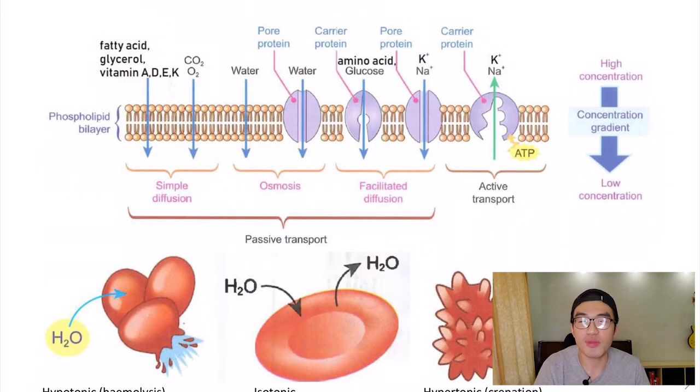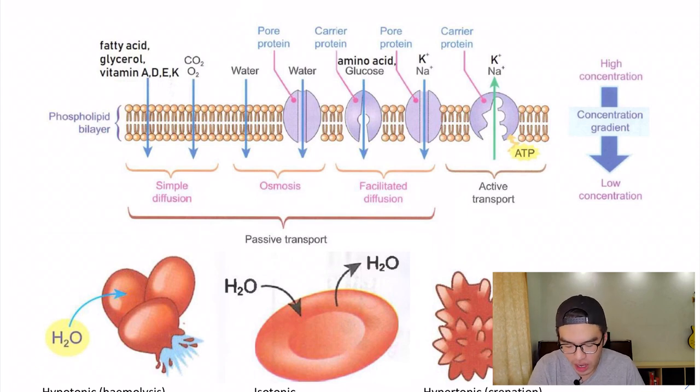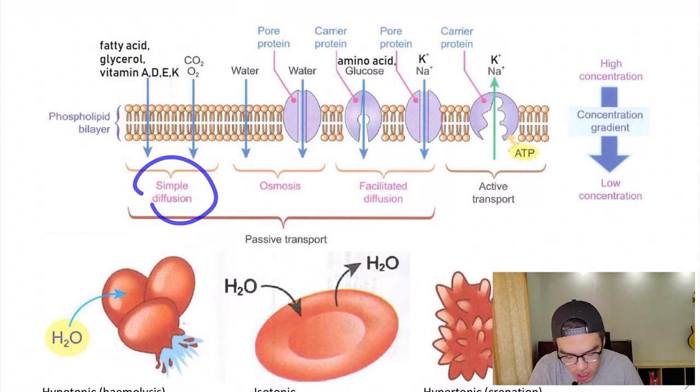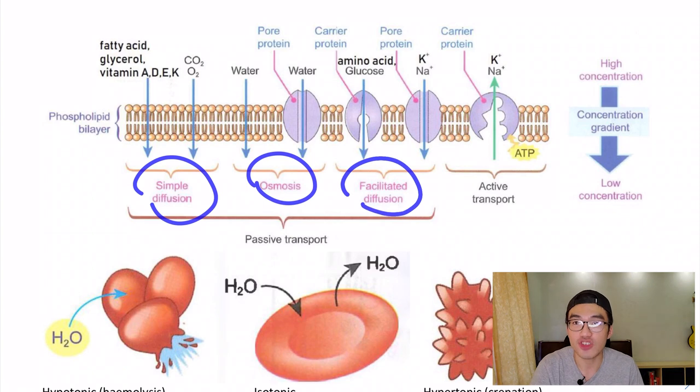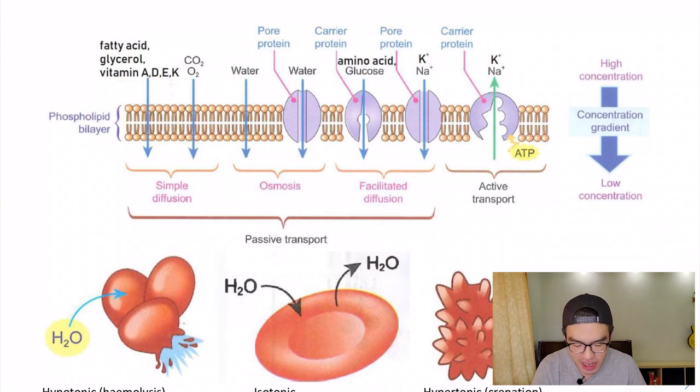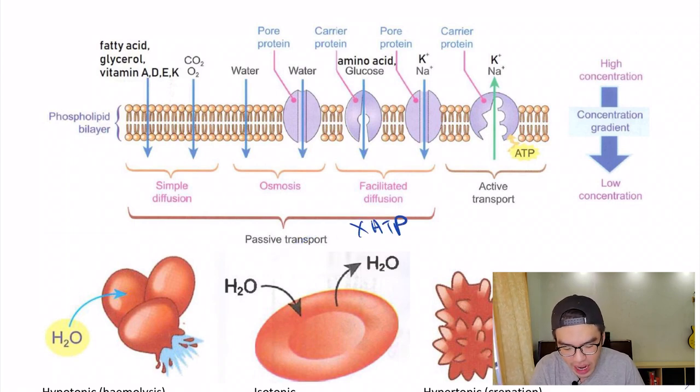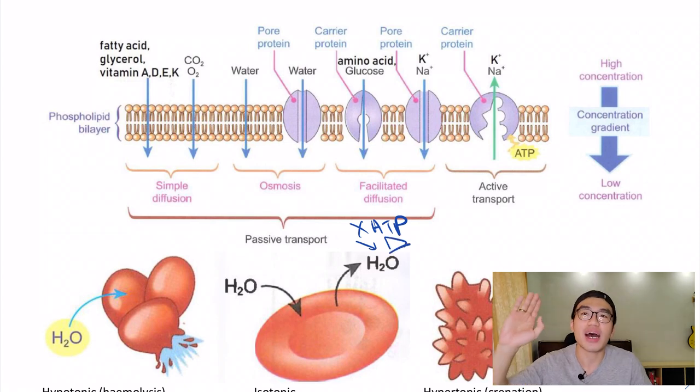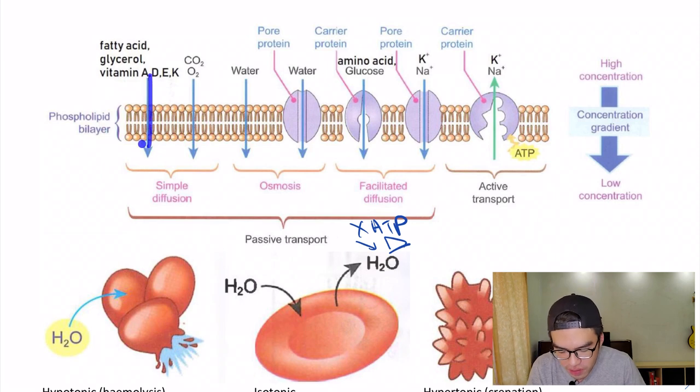Let's do a quick summary on all the transport. You have your simple diffusion, osmosis, and your facilitated diffusion. These three are under passive transport. Passive transport means they don't need ATP and they are going down the concentration gradient. Means they will go from high concentration to low concentration. So you have your simple diffusion.